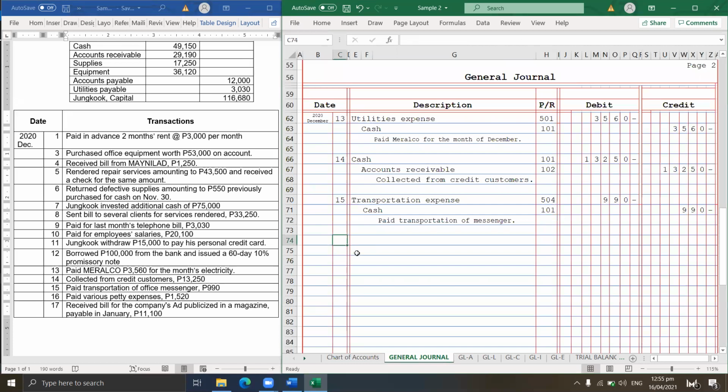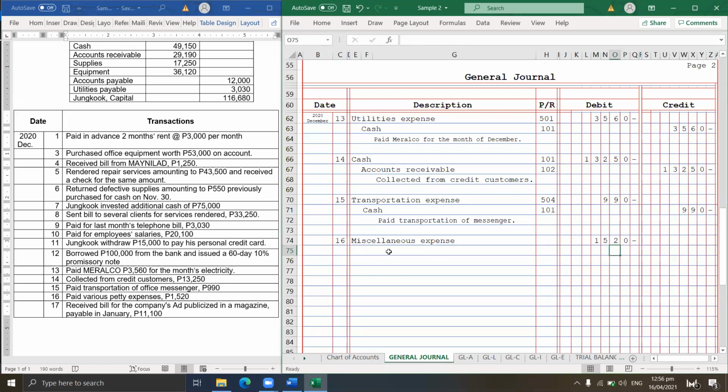Okay, so on December 16, so we debit miscellaneous expense. Okay, so amounting to 1,520.